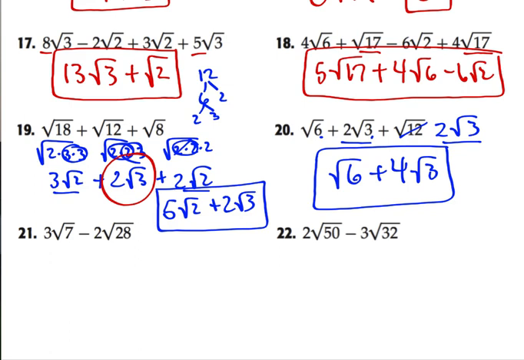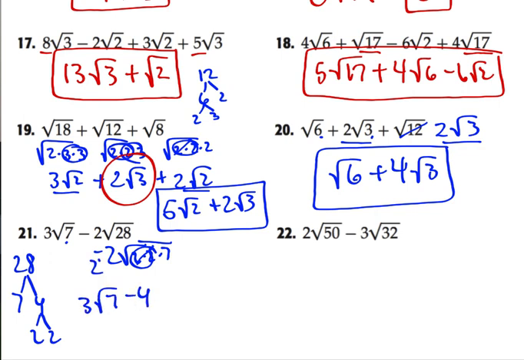Okay, right here 7 doesn't reduce down, but 28 is 7 times 4, a couple of 2's there. So this is 2 square roots of 2 times 2 times 7. And we pull out a 2 and multiply it by the 2 that's already there. So this is 3 square roots of 7 minus 4 square roots of 7, which is negative square root of 7. 3 minus 4 is negative 1.